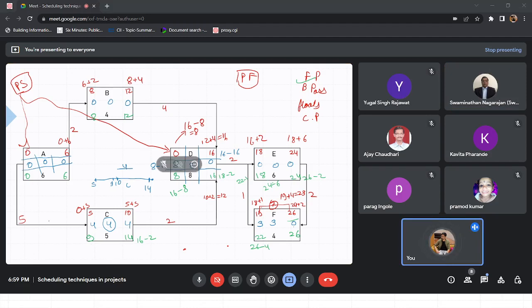Okay. So for relationship float, it's simple: the latest point of head minus the earliest point of start minus the lead lag that we have here. So this becomes 9 minus 0 minus 5, 4. Similarly, 8 minus 6 minus 2, 0.